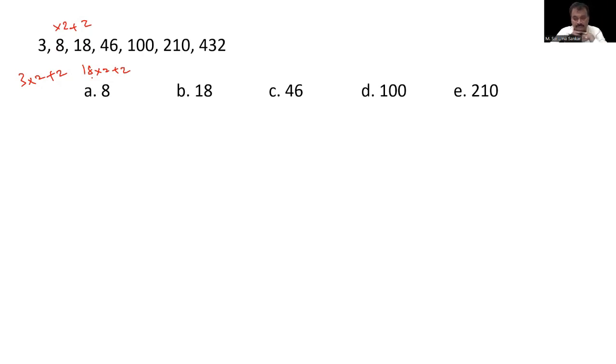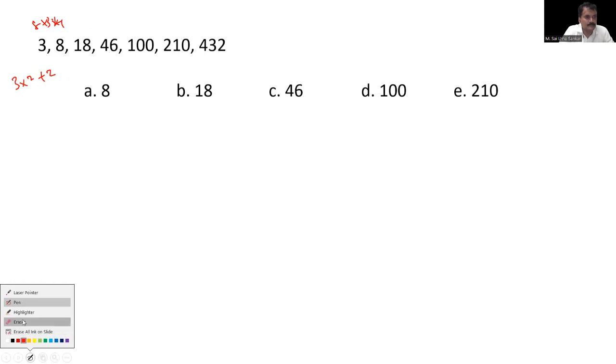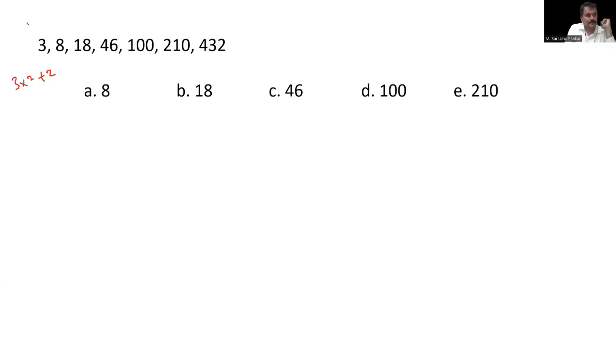Now, how to solve this one? Just erase this pattern. Now go to the next one. 3 into 2 plus 2 is equal to 8. Suppose 8 into 2 plus 4, 8 into 2, 16 plus 4. Suppose this is equal to 20.